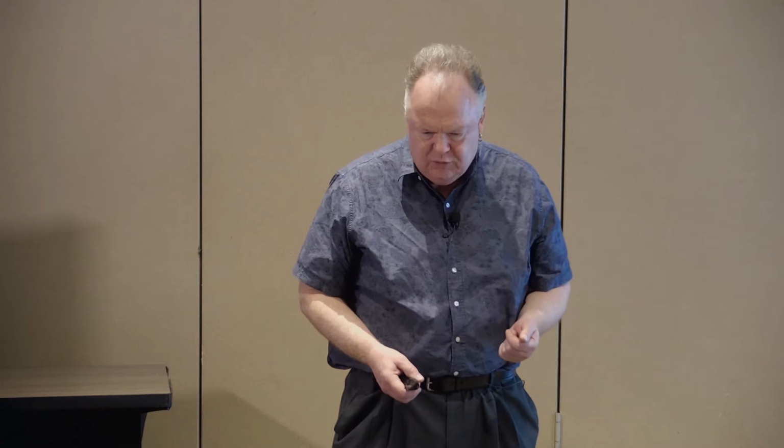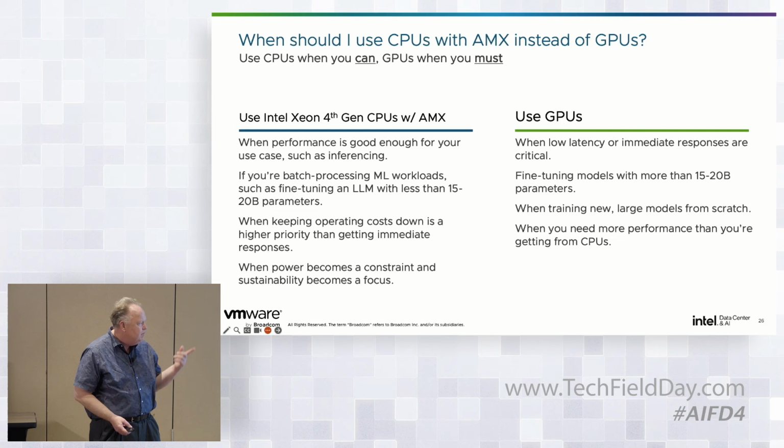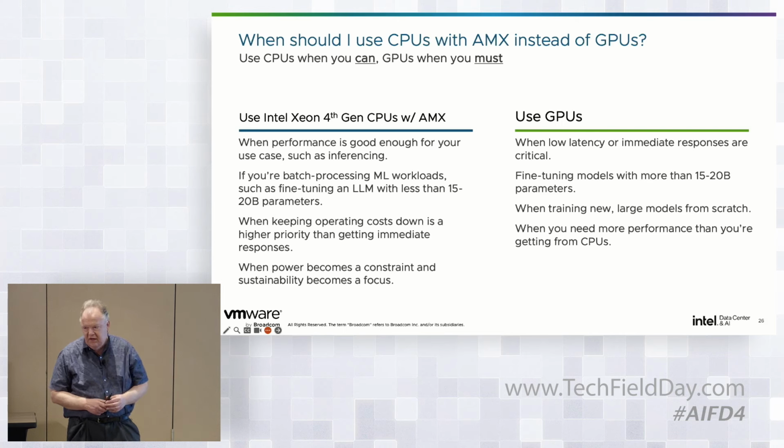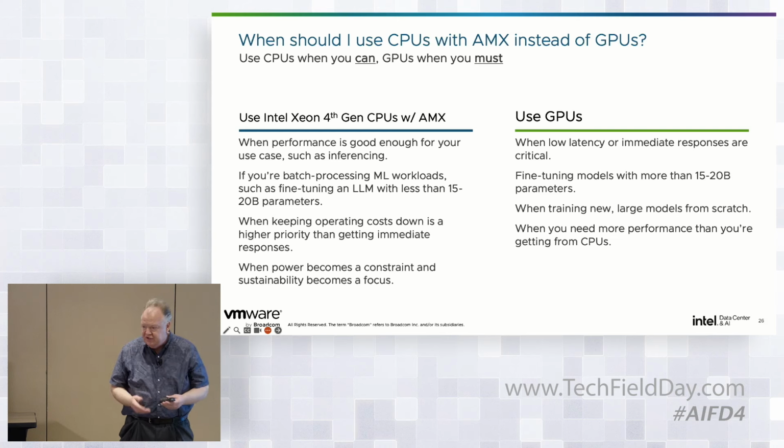And then we also talked about latency earlier, how quickly it can respond, and that's the big difference between CPUs and GPUs. You're going to get lower latency with a GPU. So if low latency and immediate responses are critical, GPUs are probably the way you want to go. If you're comfortable with a little bit of a lag, CPUs are fine. If you're fine-tuning a model with more than 15 to 20 billion parameters, if you're frequently fine-tuning or building large models, you're going to want to use GPUs. And if you just need more performance than you're getting from CPUs, you're going to want to use GPUs. As I said, we're trying to put some numbers behind that so you can see exactly when to use each one, and we'll publish things as we come up with them.